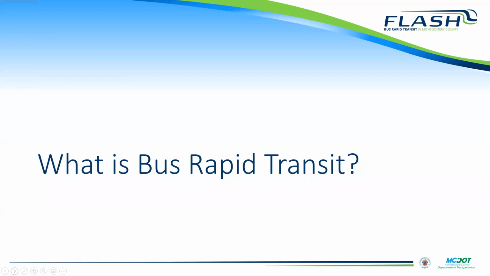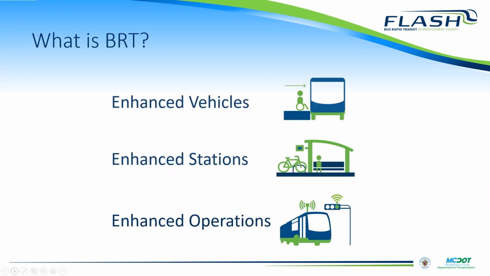So we want to begin by talking through what is bus rapid transit, or what we'll refer to as BRT. BRT refers to a few different things. It's a high quality bus service that prioritizes bus movement in a corridor by doing 3 things: by providing enhanced vehicles, by having enhanced stations, and by having enhanced operations. And I'm going to go through a few slides to talk through the specifics of what that means, and specifically talk about how that compares to more of the local bus type service that's on the corridor today.